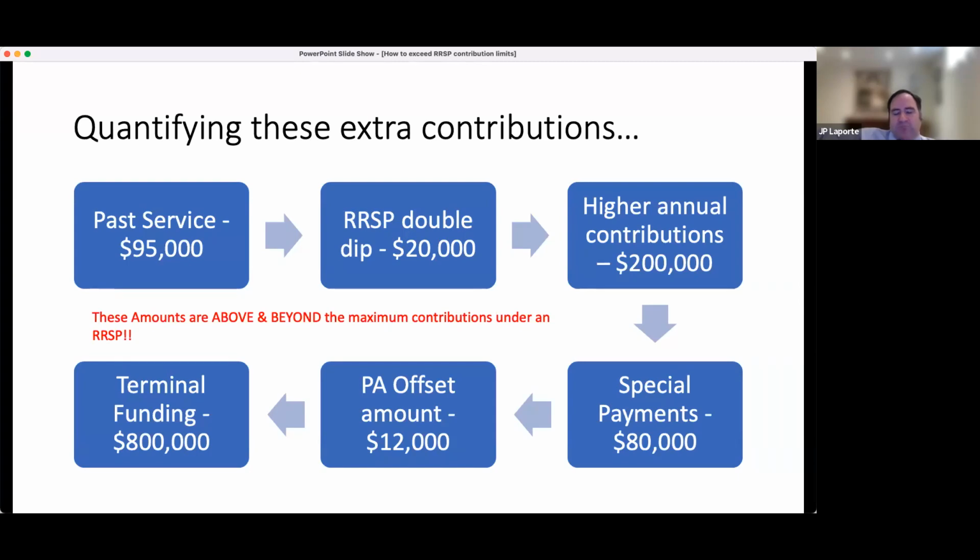We're looking at an extra $80,000 of corporate tax deductions, a little bit of PA offset amount, $600 over 20 years, and then because we decided to turn on the pension sooner, we're able to give our company a massive $800,000 deduction under the terminal funding rules. So these are all above and beyond what's permitted under the RRSP. So when someone tells you, well, isn't a PPP, a personal pension plan, the same as an RRSP? Now you know what the answer is. Next slide.